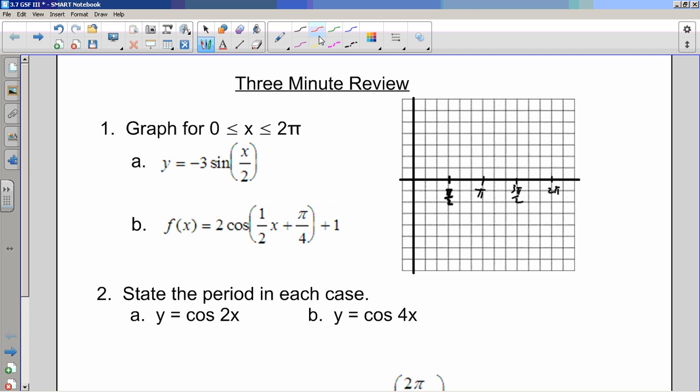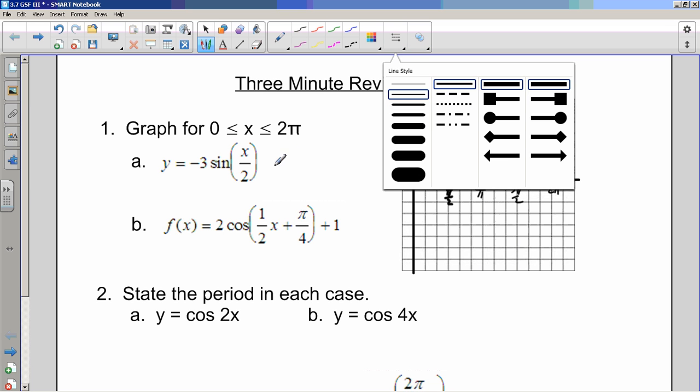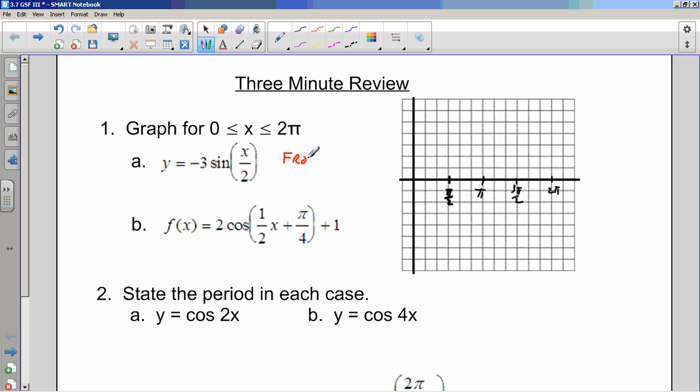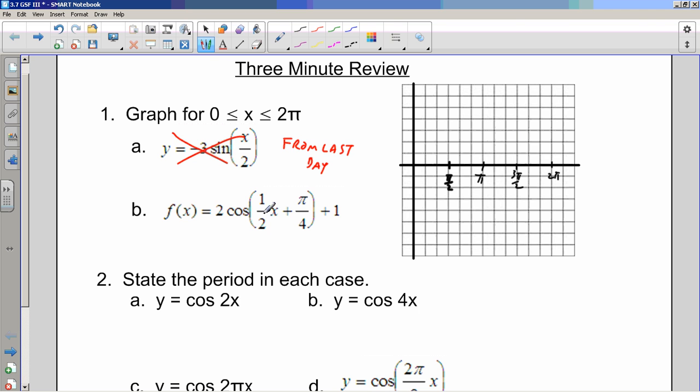Notice we were asked to do some graphs. This is stuff from yesterday, and in fact, this first one is from last day, so I'm going to skip it. Just look back at last day's notes. The next one has got all the bells and whistles. This has got a little bit of everything.